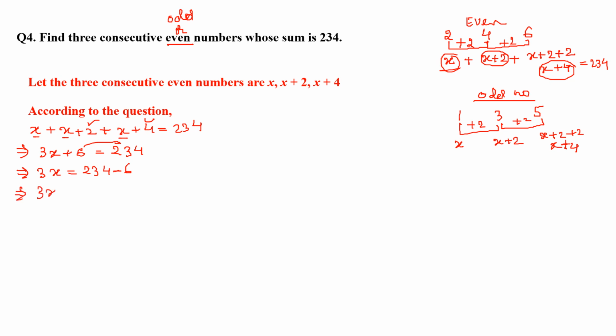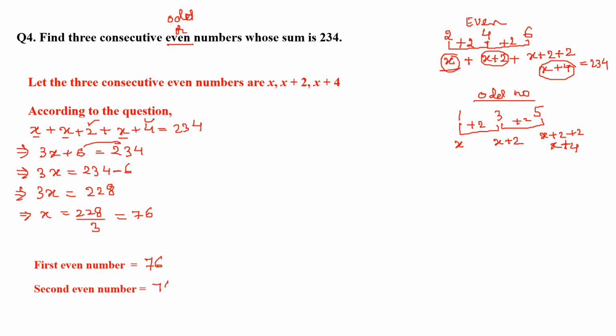Now 3x will be equal to 234 minus 6. If you do, you will get 228. And then the value of x will be, from here, 228 divided by 3, which will give me 76. So this is my first even number. Now you have to find all the three even numbers. So first even number is 76. Second even number you will get by adding 2 to the previous one, isn't it? So it is 78, and third will be 76 plus 4, which will give me 80.